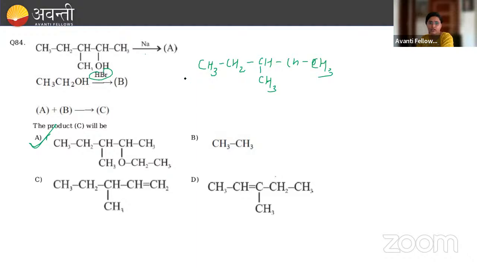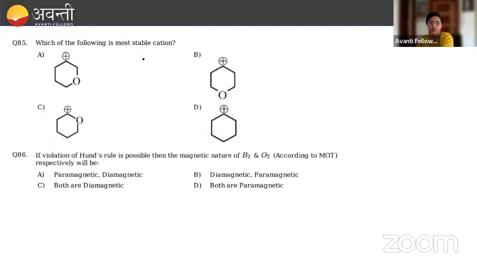Next question. Which of the following is the most stable cation? So here, positive charge is away from oxygen. Here again, positive charge is away from oxygen. Here, positive charge is near the oxygen. And here, there is no oxygen. So here, there is a complete octet present in the given molecule. That's why this cation will be stable.